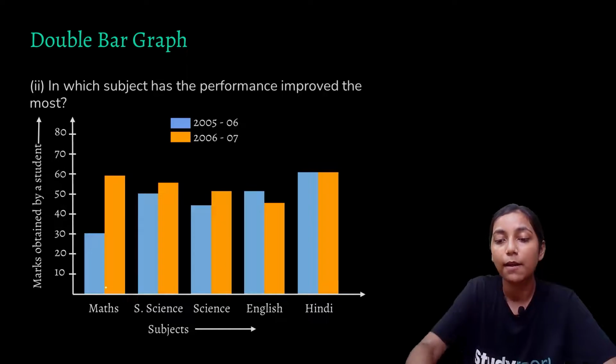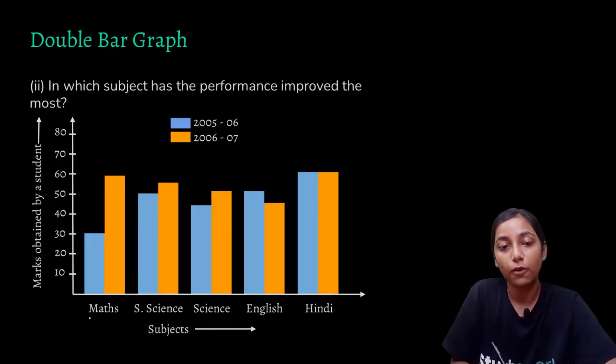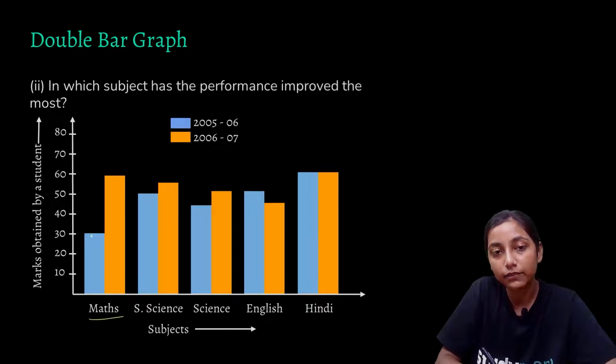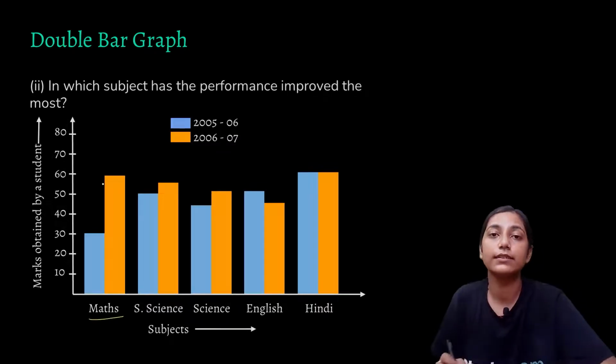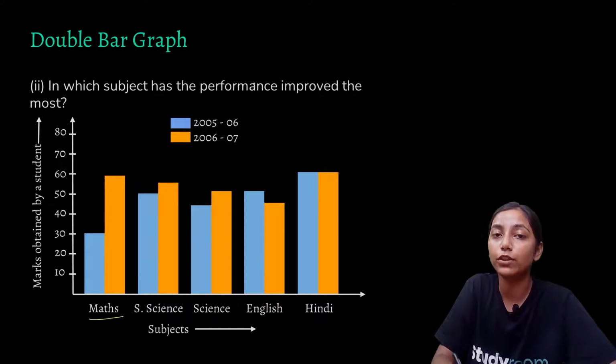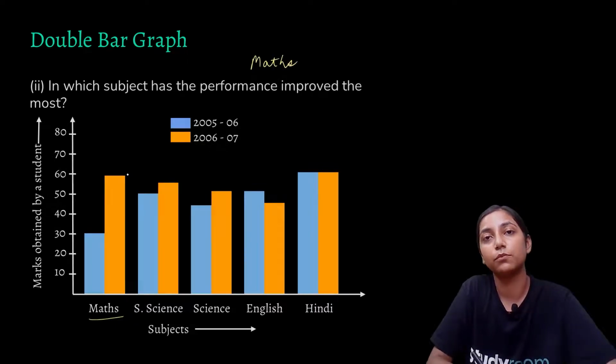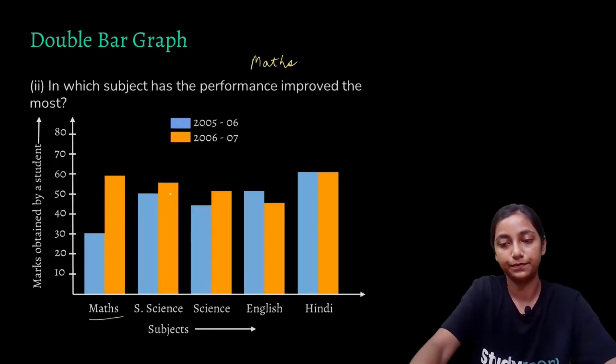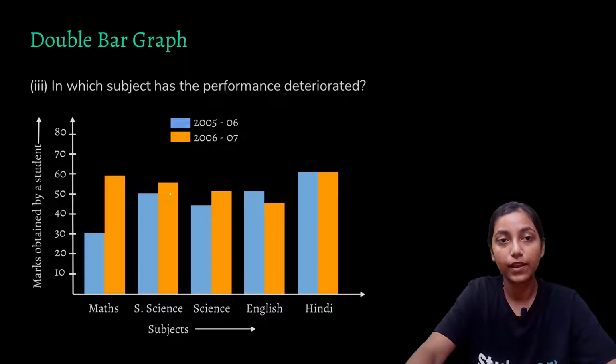But in which subject? Maths. For maths you can see that earlier he scored 30 marks, while in the next year he got 60 marks. So we can say that the subject in which the performance improved the most is maths. You can see this from the difference of the height of those 2 bars.